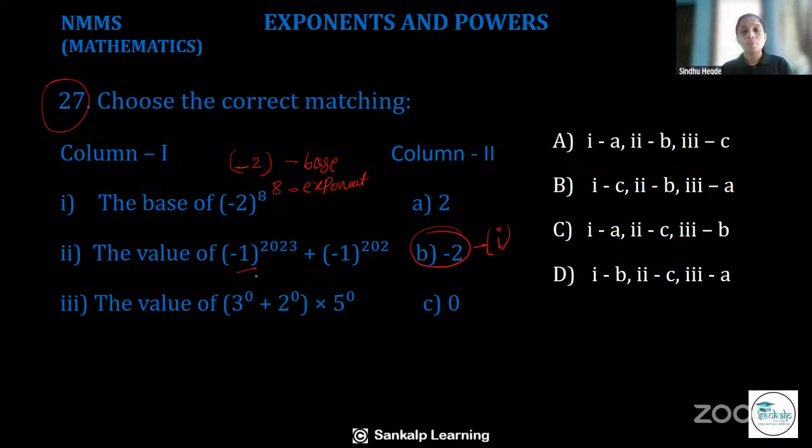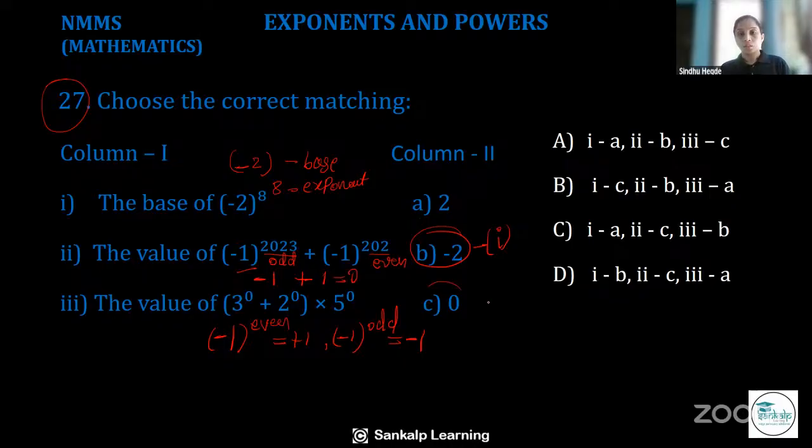Then the value of minus 1 raised to 2023 plus minus 1 raised to 202. Again use the formula: minus 1 raised to an even number is always positive 1. Minus 1 raised to an odd number is always negative 1. Here minus 1 raised to 2023 is an odd number, so its answer is minus 1, plus minus 1 raised to 202, which is an even number, so it is always 1. Minus 1 plus 1 gives 0. So this 2 matches with C.